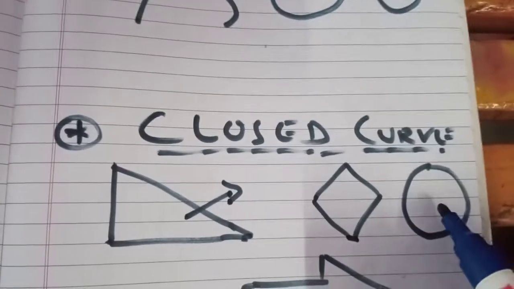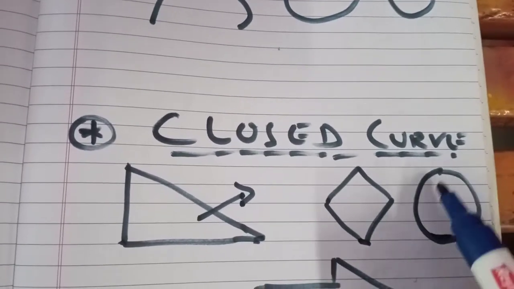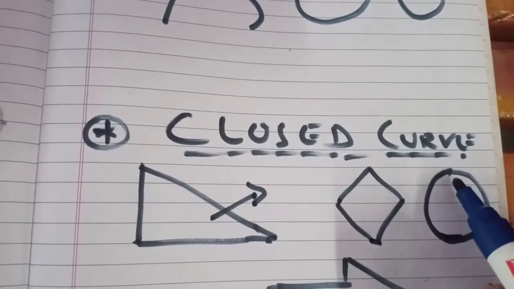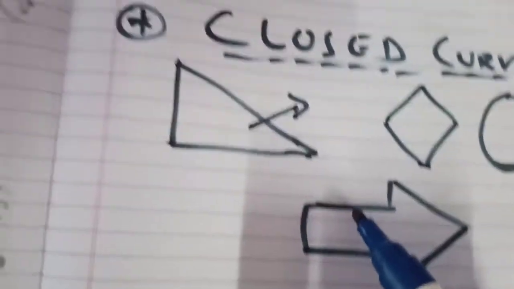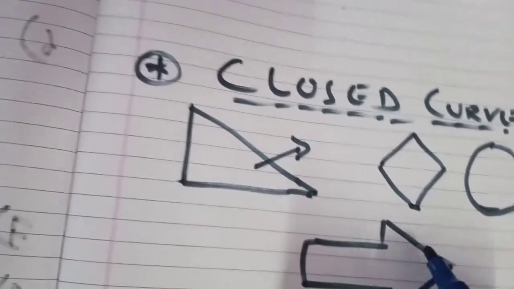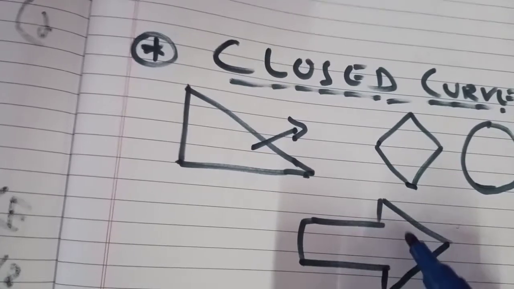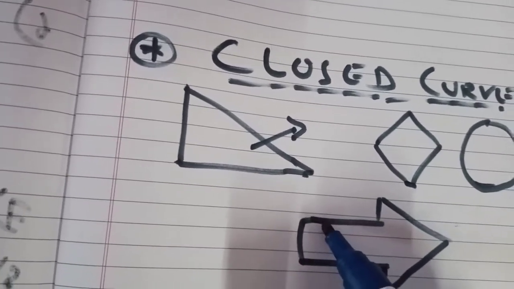Even in this circular form, this is close-ended. Everything is closed. Boundaries are marked close to each other. Even if you take a good look at this arrow shape that I have drawn, this is a closed curve. All the edges and the boundaries are closed and it forms a specific shape wherein things can be done, right?